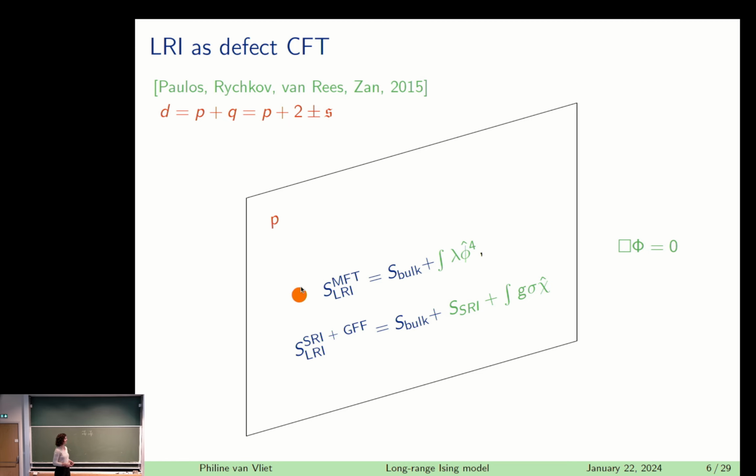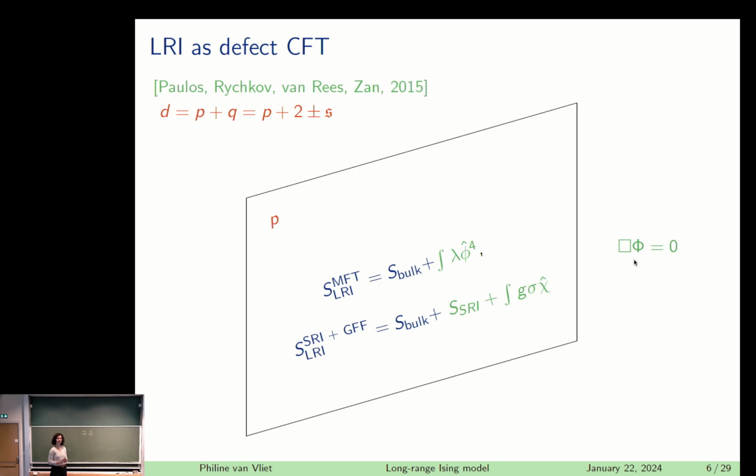So in this case, we define the long-range Ising model and all the interactions to be localized on this p-dimensional defect that lives in a d-dimensional free bulk theory with codimension 2 plus or minus s. So the long-range Ising has integer dimensions, but the codimensions can now be arbitrary and non-integer in general. And we have this extra condition that a bulk field phi is a free field and has to obey these equations of motion.